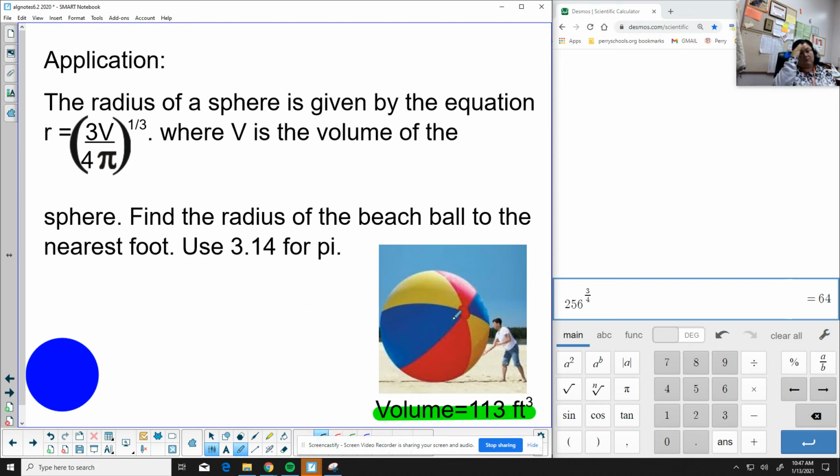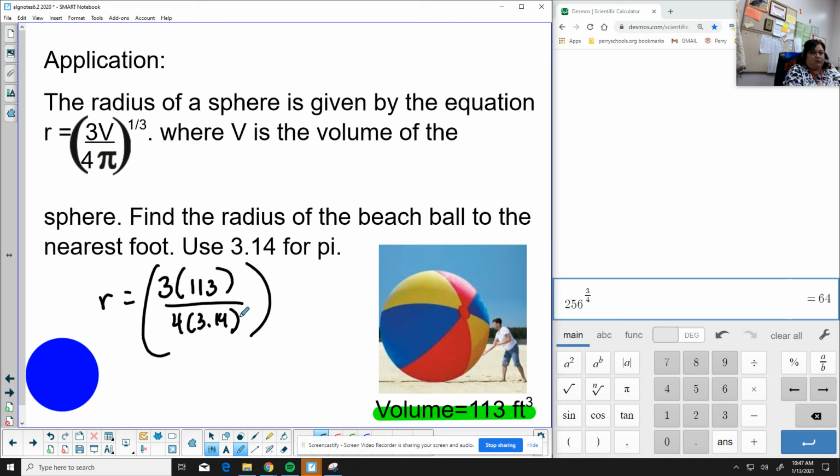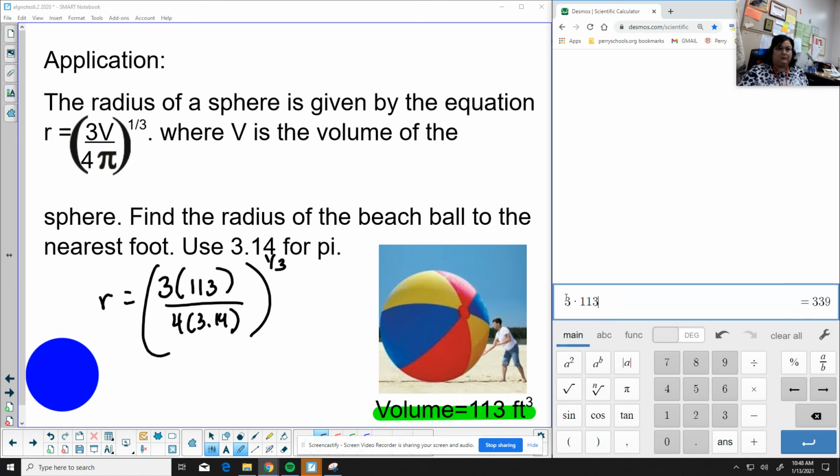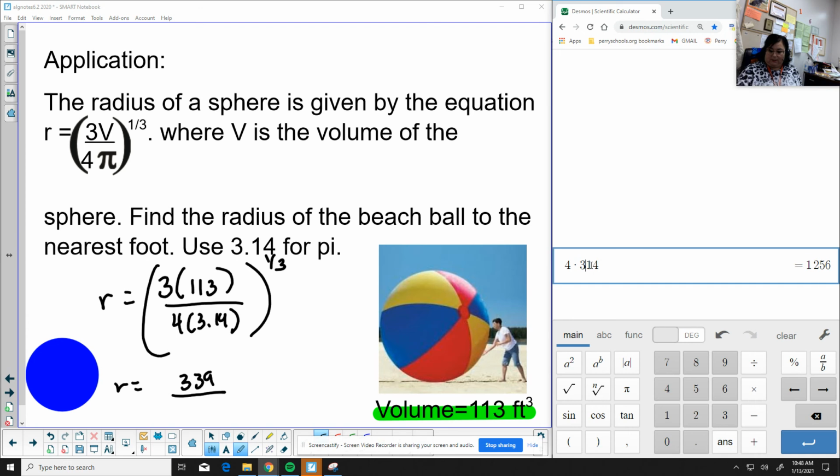All right, so we don't know R. That's what we're looking for. So we do know 3, and volume is 113. So 4 times 3.14 tells me to use that, and it's all raised to the 1/3. So I'm going to use my calculator to help me here because I need it. So 3 times 113 is 339. So 339 on the top over 4 times 3.14. Nope, I need a point, not a 0. Try that again. There we go, 12.56.